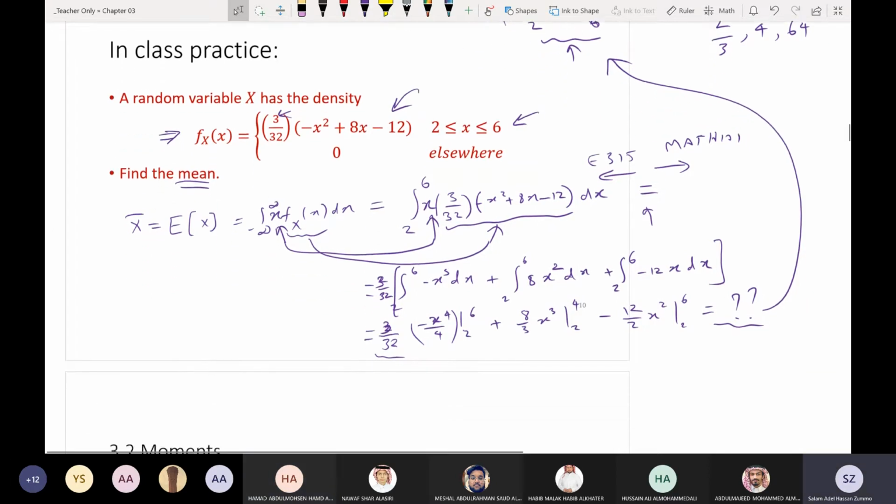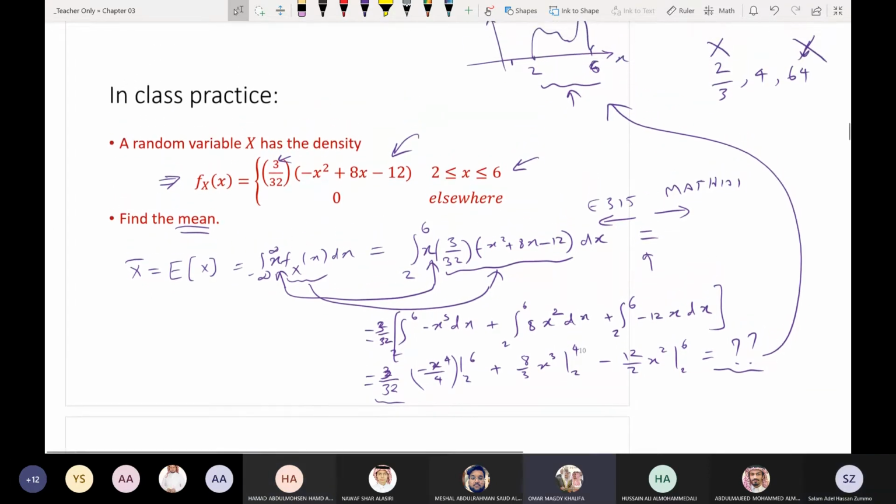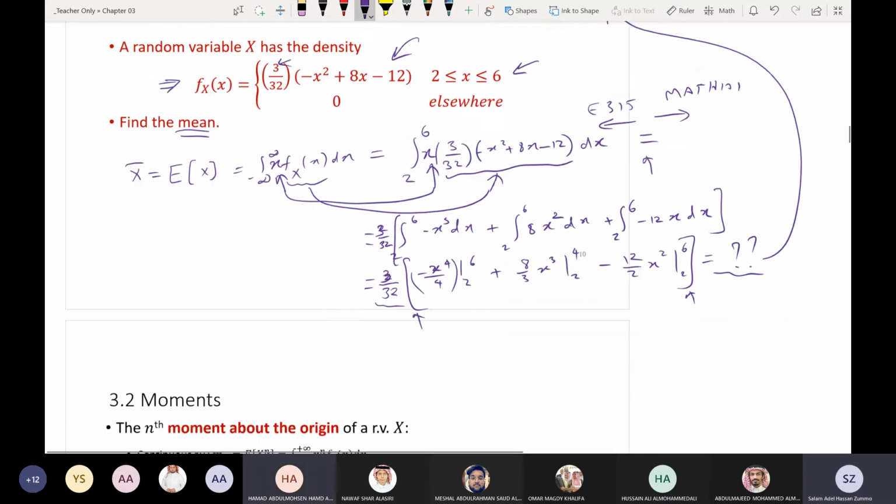Doctor, 3 over 32 should be multiplied by the whole equation. Yes, maybe this is the mistake they are having. Maybe, I'm not sure, because you didn't use the parentheses. Yeah, maybe. So I also made another mistake. Parentheses here, I forgot to put them. 2 over 3 is for everything. Thank you. So the one who got 64 might have multiplied by 3. I'm not sure. Find it out, guys. It's not a big deal.